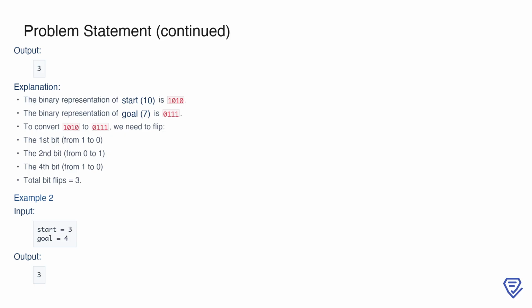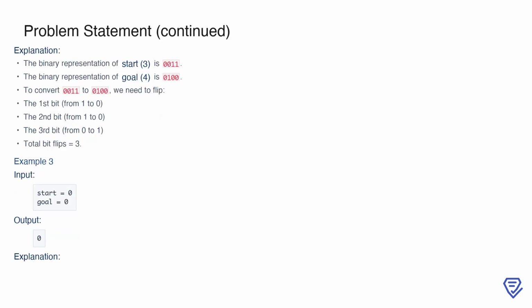Let's look at the first example. Here, the input values are start equals 10 and goal equals 7. The binary representation of 10 is 1010, and the binary representation of 7 is 0111. To convert 1010 into 0111, we need to flip three specific bits. First, the first bit changes from 1 to 0. Second, the second bit changes from 0 to 1. Finally, the fourth bit changes from 1 to 0. These three flips make the two binary numbers identical, so the output for this example is 3. This demonstrates how flipping individual bits aligns the binary representations.